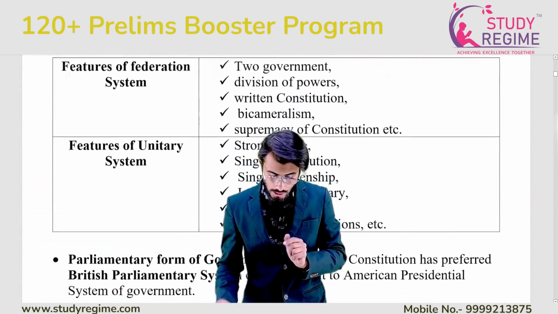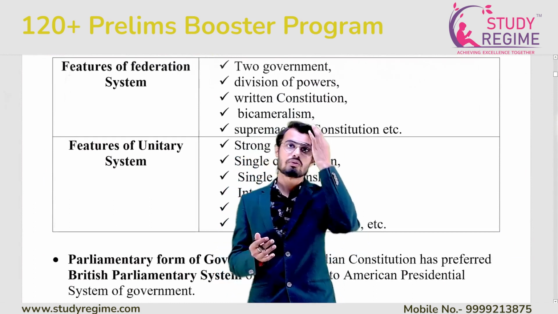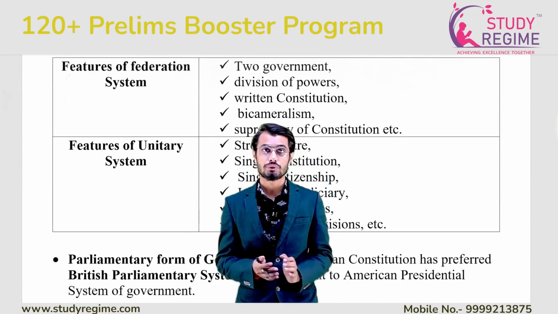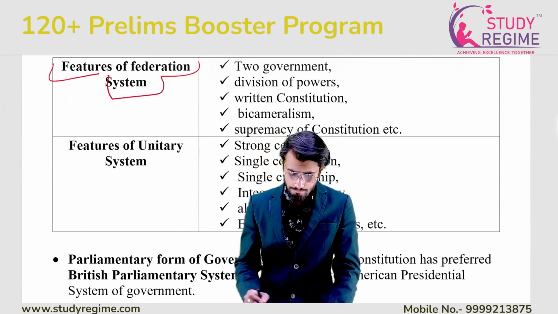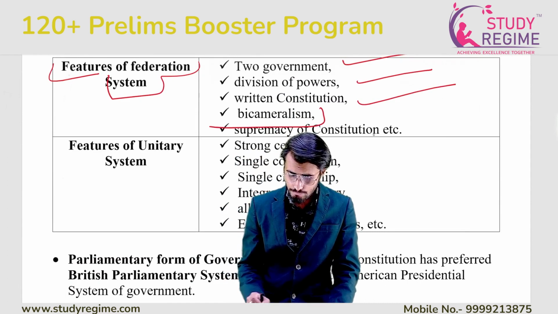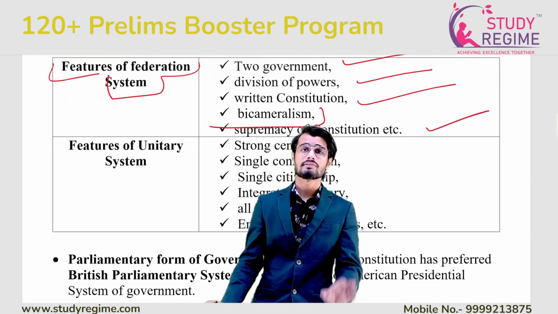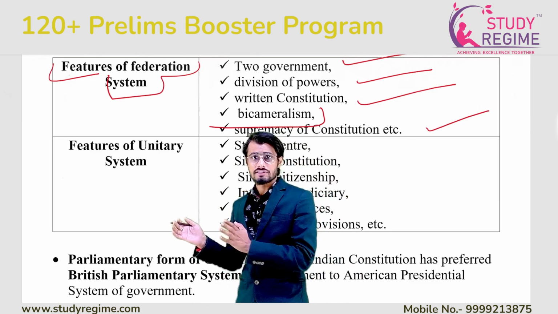Okay. Now, the features of federation system, what does this mean? Because we are discussing about the salient features of our constitution. So here comes the question, the features of the federation system. See, there must be two governments, division of powers, written constitution, bicameralism, supremacy of constitution, and lot more things makes a complete federation system in our country.